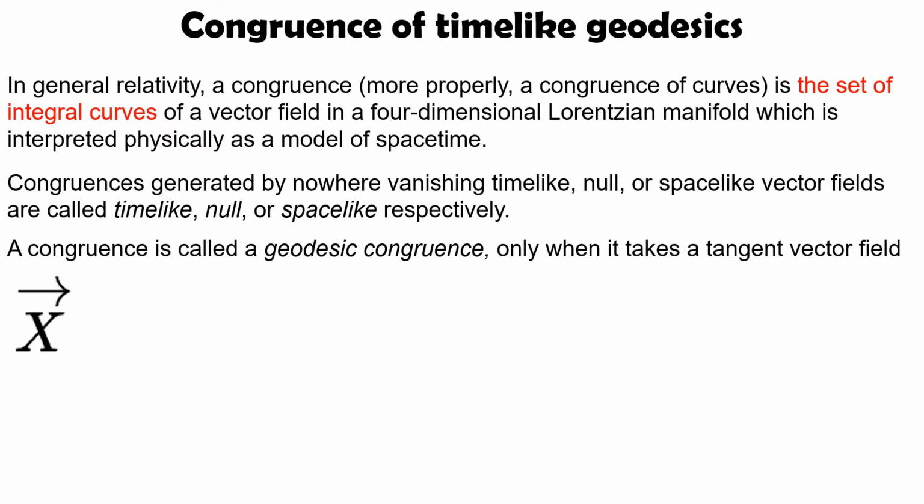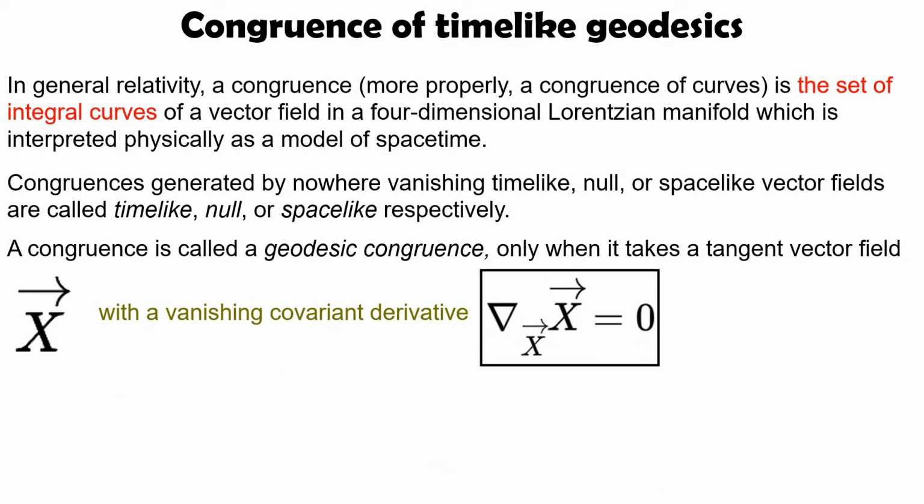Now a congruence is called a geodesic congruence. When will it be called a geodesic congruence? When it takes a tangent vector field, say for example x, and it should have a vanishing covariant derivative. Right now this is not the right place to explain what a covariant derivative is, but those who know, you can skip that. Those who do not know, understand that the general partial derivative won't work in a manifold, because it is very much curved and makes weird predictions, so we have to use a covariant derivative.